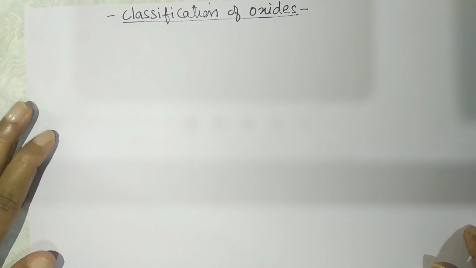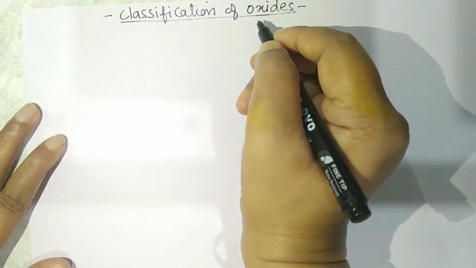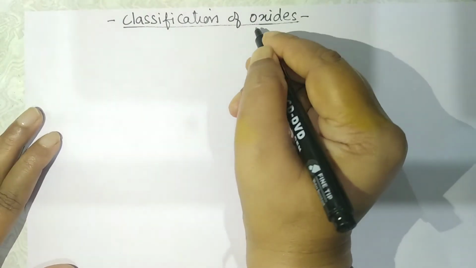Hello students, in today's video we are going to see the classification of oxides. Before going for the classification, let us first understand the meaning of oxides. Here the term oxides is related to oxygen.